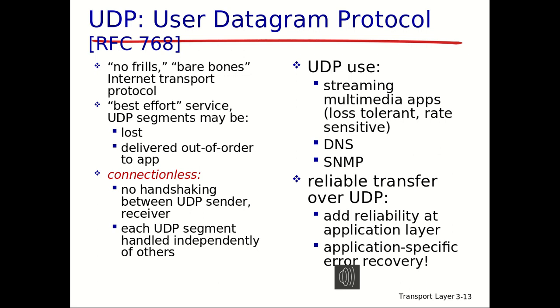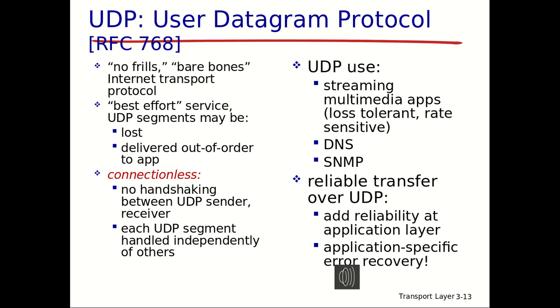So what does this RFC state, or what is the working principle of the UDP protocol? No frills, bare bones internet transport protocol. There is no formal handshake. It is supposed to be quite fast. It delivers best effort service. UDP segments may be lost or they can also be delivered out of order to the actual application. Now, best effort service basically means that if a segment is lost, then UDP is not going to make any effort to recover this lost segment.